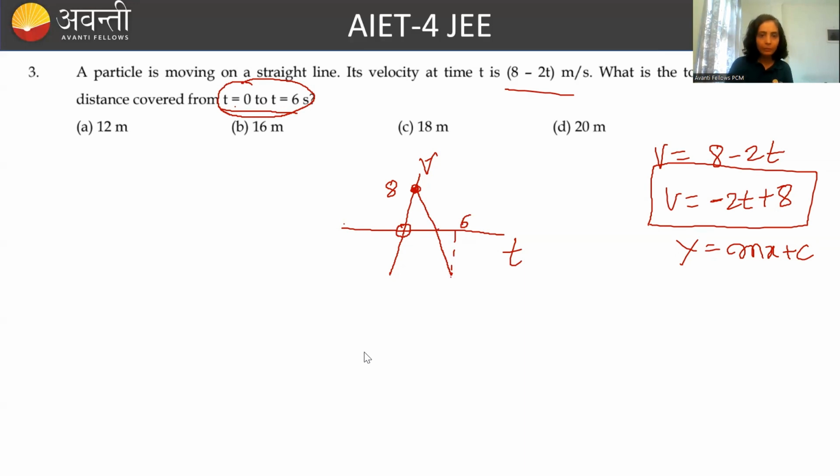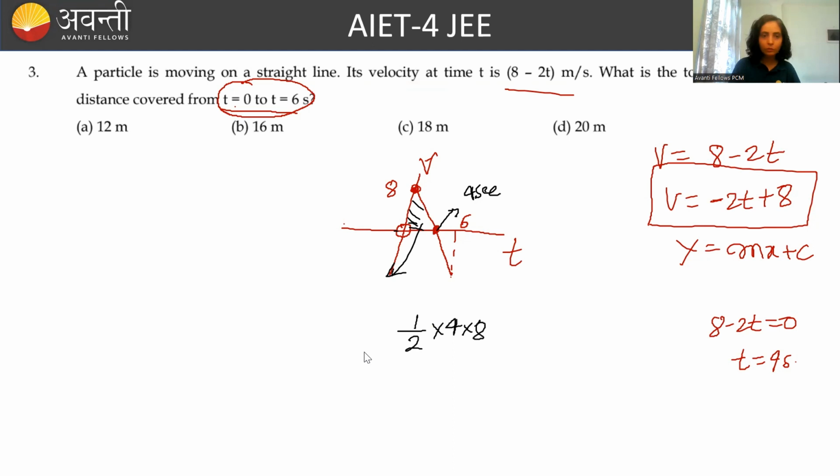Now let's put the point where the velocity becomes 0. 8 minus 2t is 0 where t equals 4 seconds. So that point on the time axis should be 4 seconds. Now if we calculate the area, because the area under the VT curve gives us the change in displacement, from 0 to 4 seconds the change in displacement is the area, half into 4 into 8. So we get 16 meters.